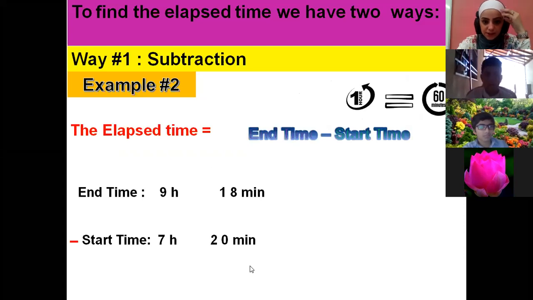This is another example. Teacher, here. I can't see the screen. Who's that? Teacher, now I see. Okay.